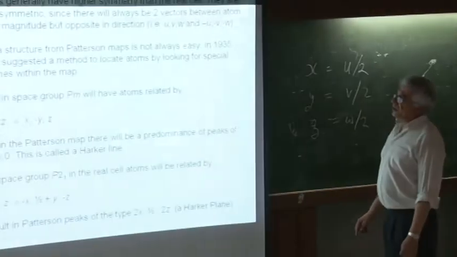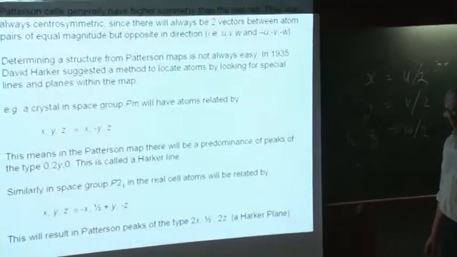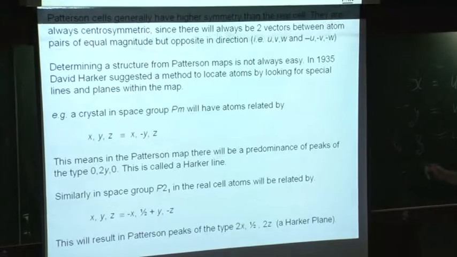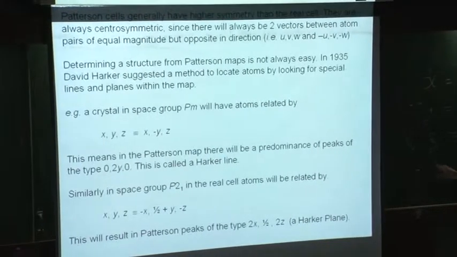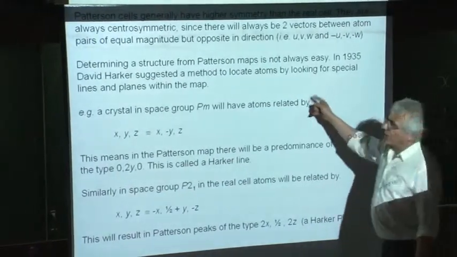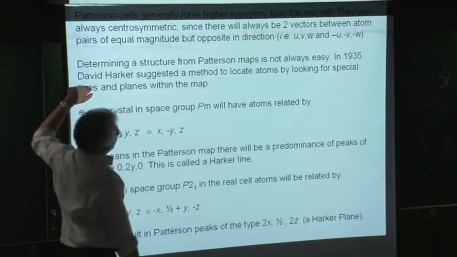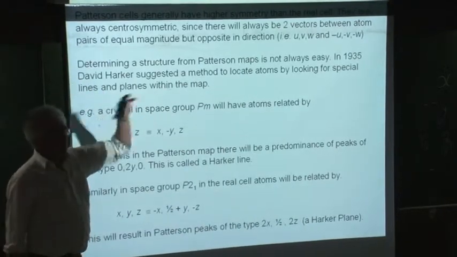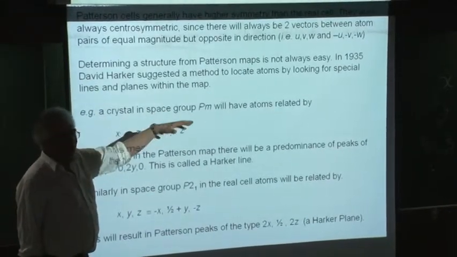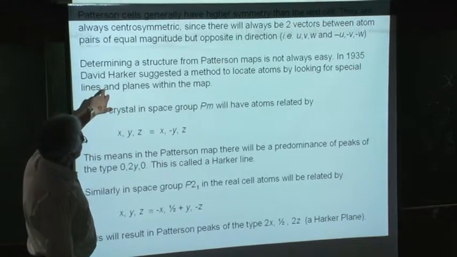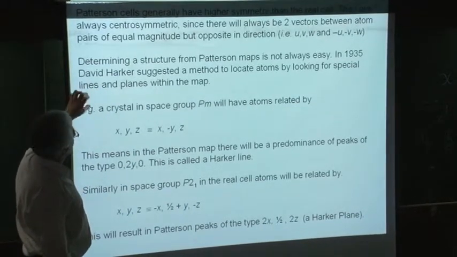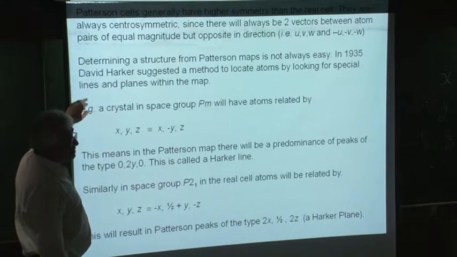Determining the structure from the Patterson map is not always easy. It's easy when you have very simple symmetry. Back in 1935, before computers, all of this was done by hand, so David Harker suggested looking for special lines and positions.